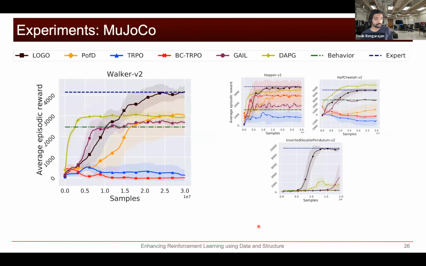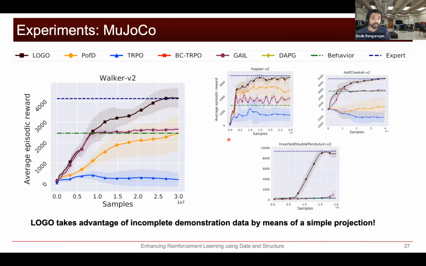So what are the results that we have? We first show the results of LOGO on MuJoCo environments, where MuJoCo are physics simulator environments, on different tasks such as walker, hopper, half cheetah, and inverted double pendulum. And we see that our algorithm outperforms all of the baselines except in one case. And we also show the performance of LOGO even in the partial information scenario, where our demonstration data only consists of a subset of the true state space.